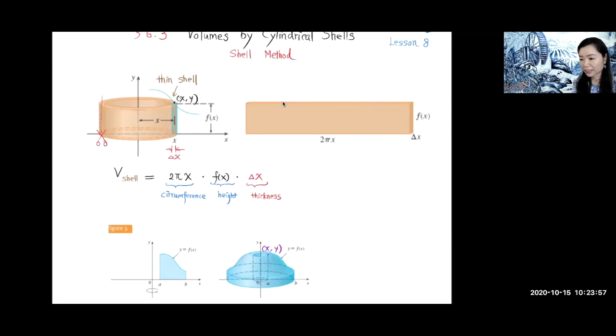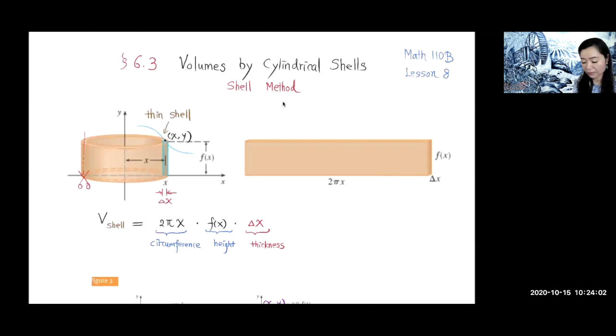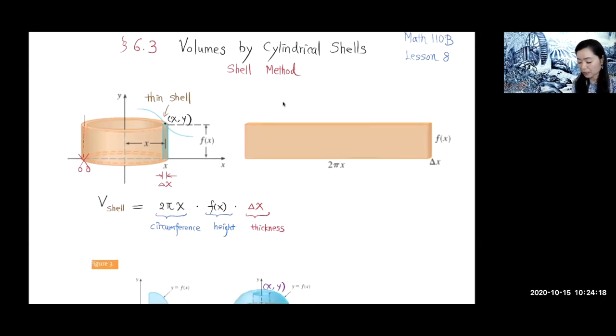thin shell over here. We can cut along this edge and use a pair of scissors to cut along this and open that and flatten this. So we can get an object which is kind of like a rectangular box. Now, the volume for this rectangular box will be length times height times the thickness. So the length over here corresponds to the circumference of the circle.